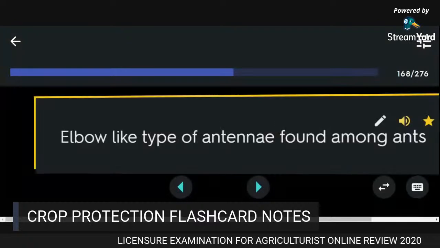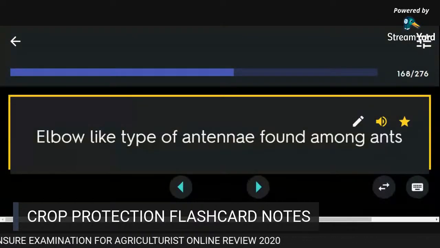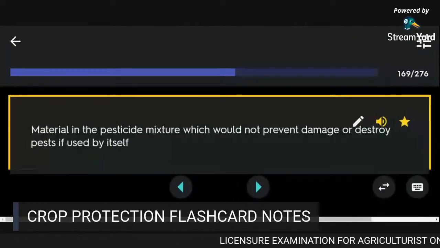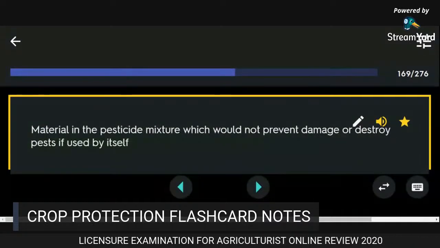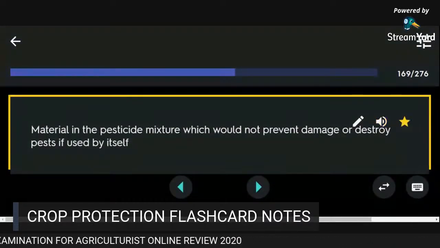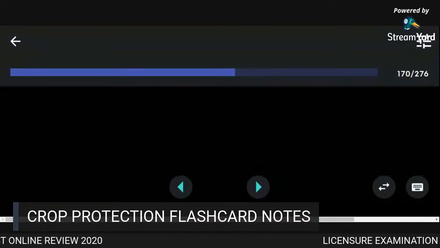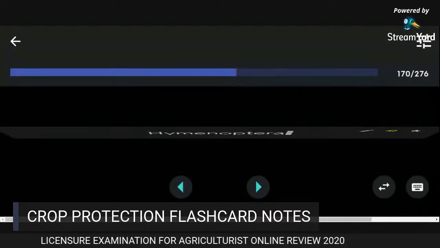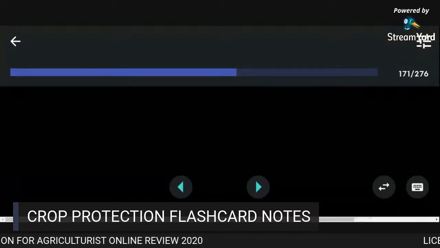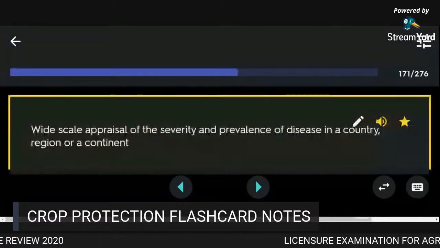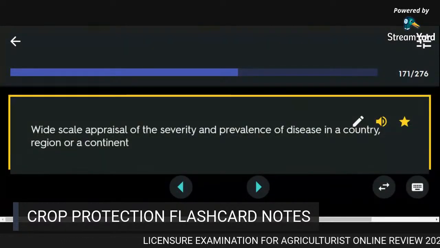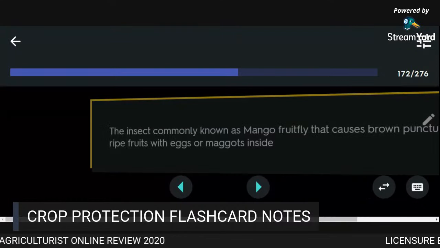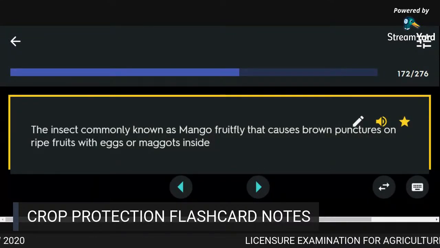Elbow-like type of antennae found among ants. Geniculate. Material in the pesticide mixture which would not prevent damage or destroy pests if used by itself. Carrier. The insect order where most representative insects are natural enemies. Hymenoptera. Wide-scale appraisal of the severity and prevalence of disease in a country, region or a continent. Disease survey.